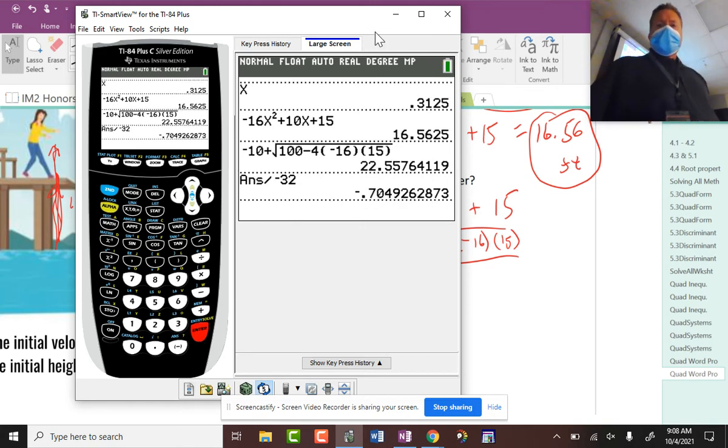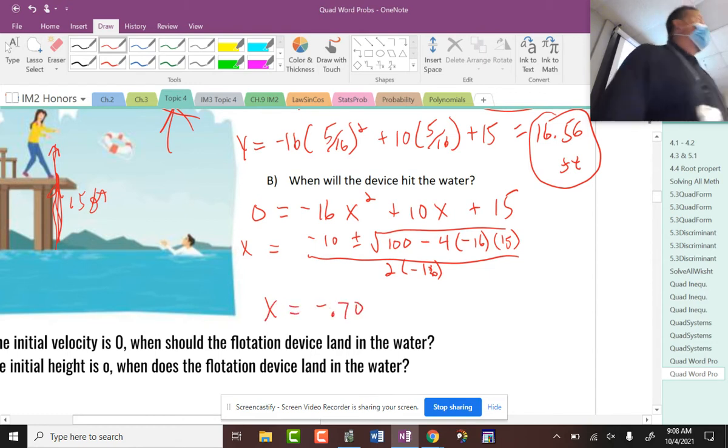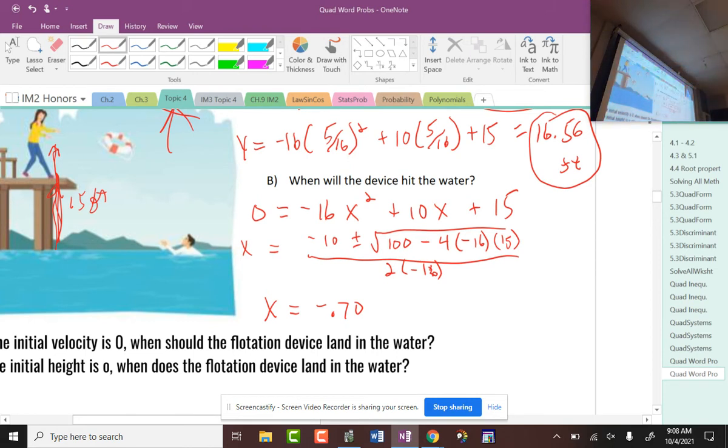Enter. What is x supposed to be? Negative 0.7. What is x supposed to be? It starts with a T, everyone. Time. What does negative 0.7 seconds mean? We went in the what? We went in the past.